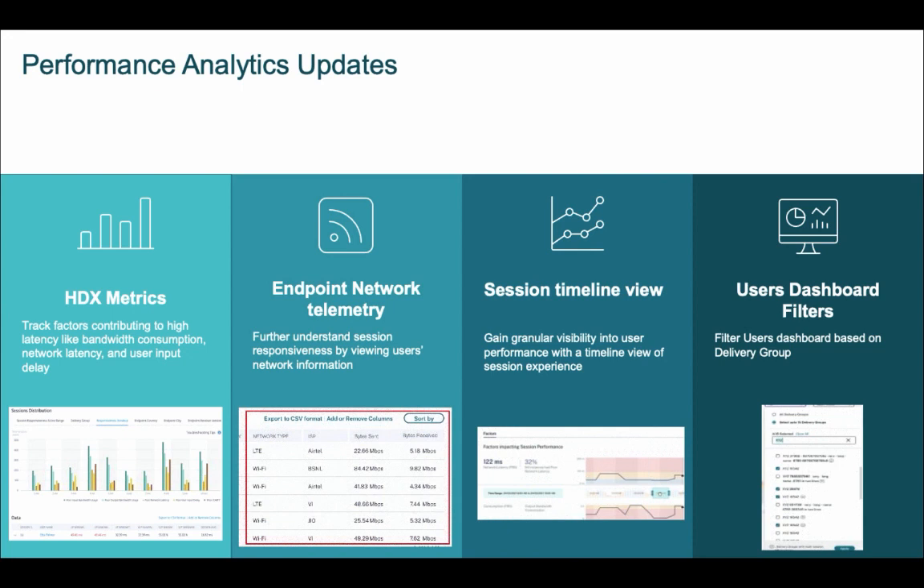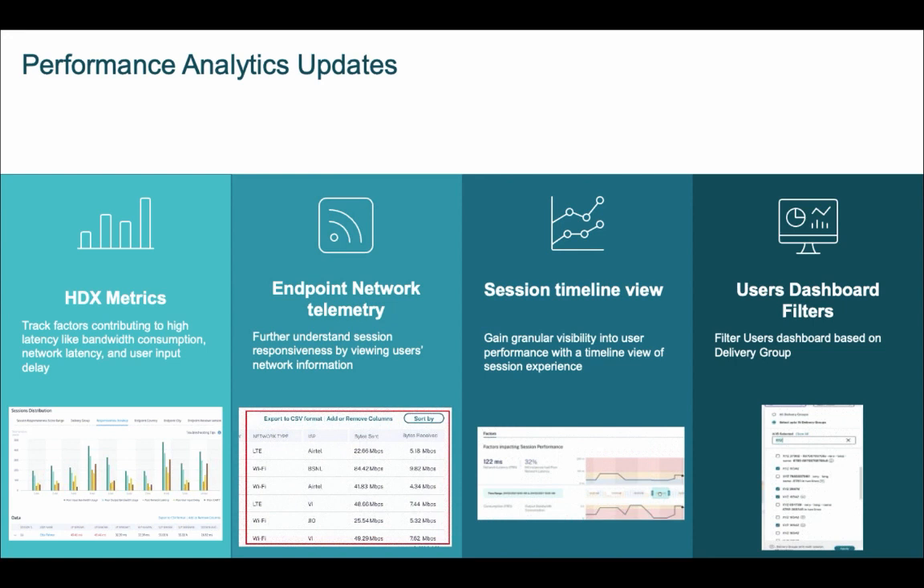Over the past couple of quarters, we've added things like HDX Metrics. This feature tracks factors that contribute to high latency, things like user input delay, network latency, and bandwidth consumption. We've also added new telemetry around the network that users' endpoints might be on. To further understand session responsiveness, you can view users' network information, including their network type, their ISP, and throughput.